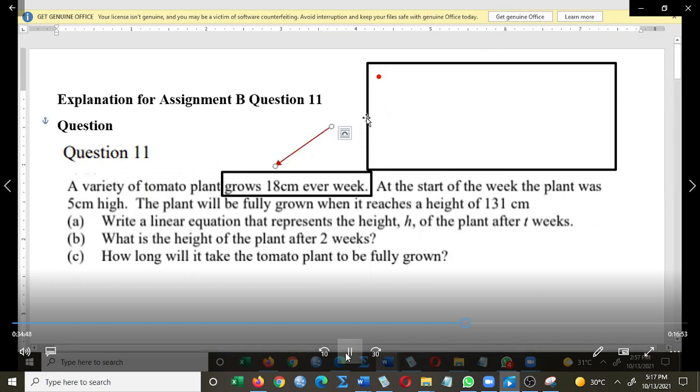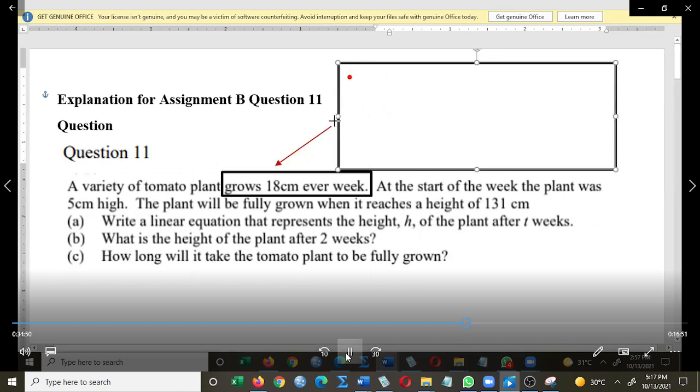Whatever my brain's thinking is that you see that X you put there, that 18 centimeters, that is our Y value because that's the rate at which it increases. So you say 18 centimeters is the rate, that's our gradient.